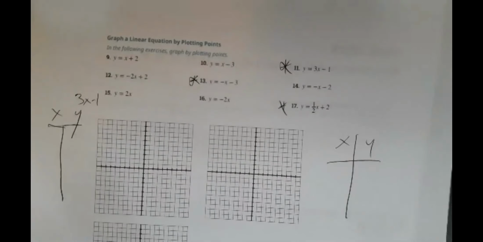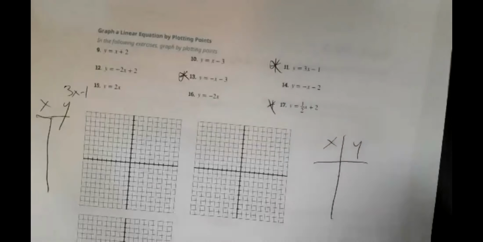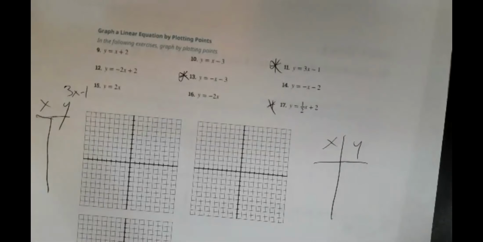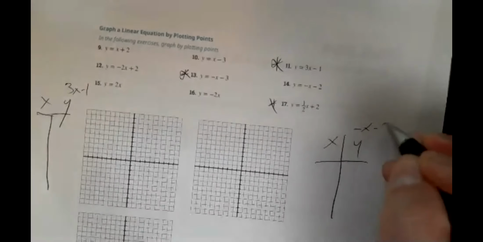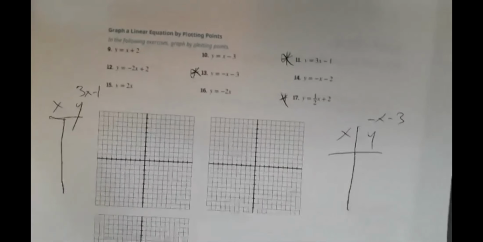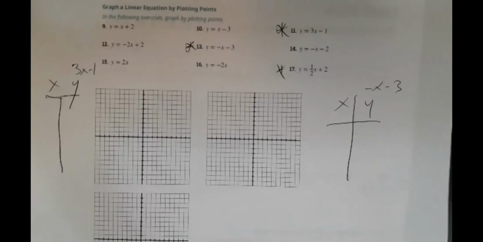Let's do X minus 1. So I guess the first one we're doing is 11, right? Yeah. 3x minus 1. We're doing a minus x minus 3. And a half x plus 2.